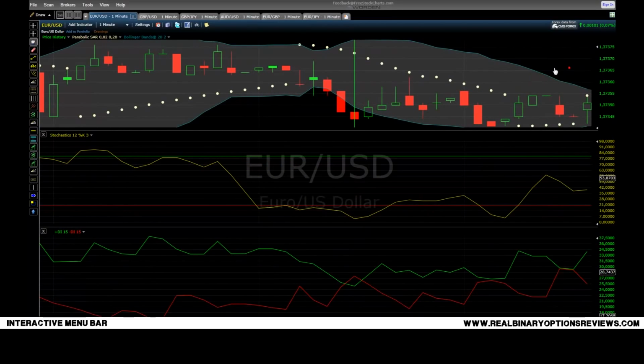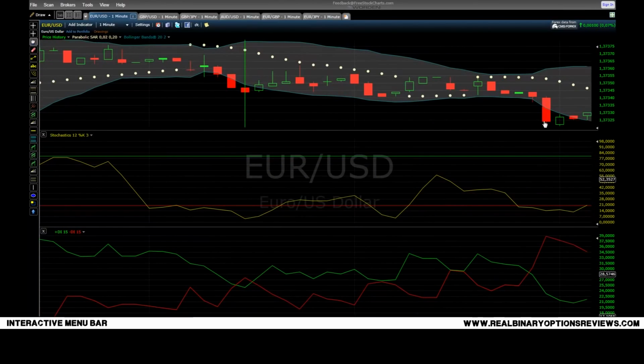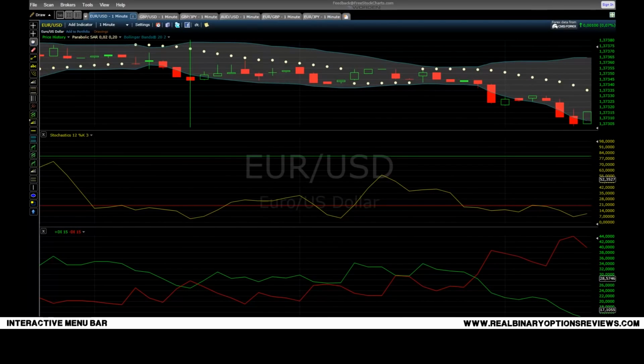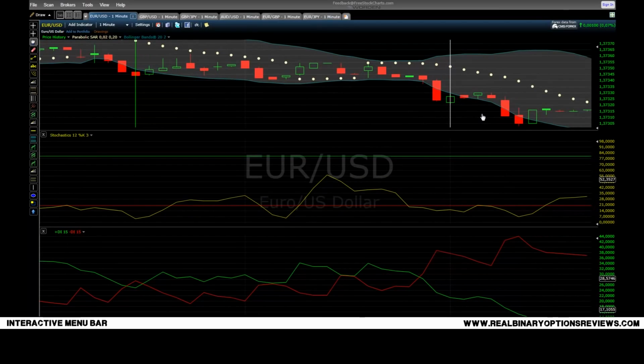And again I'm watching the stochastic, and here you can see on the closure of this red candle I would enter up with a 5-minute trade. And you can see this is an example of a losing trade, and I want to explain how this works.